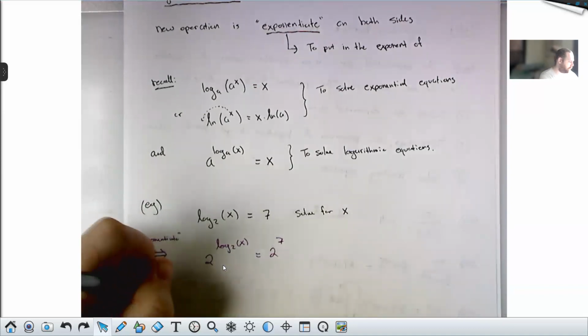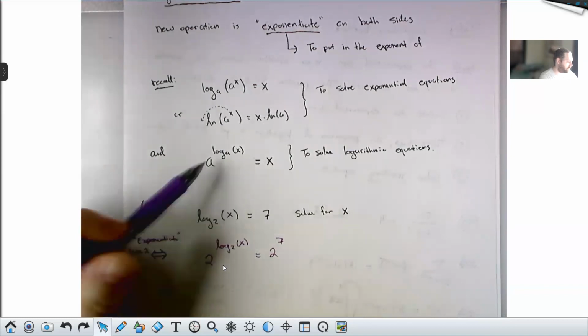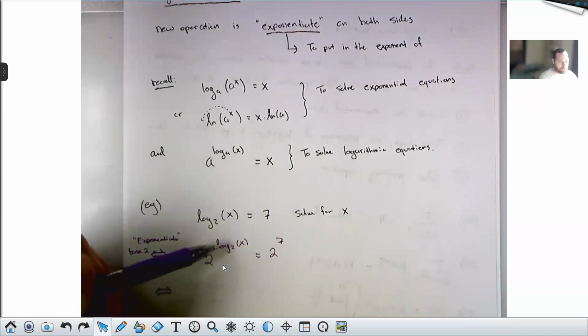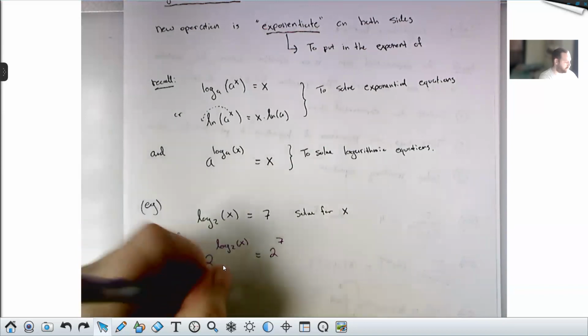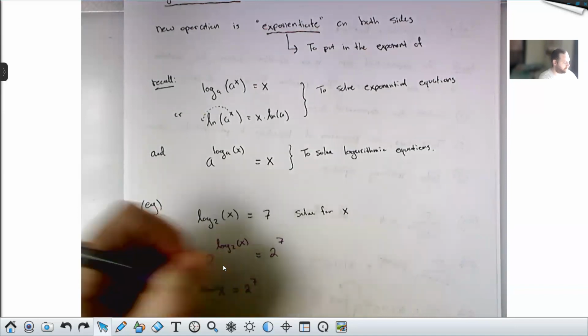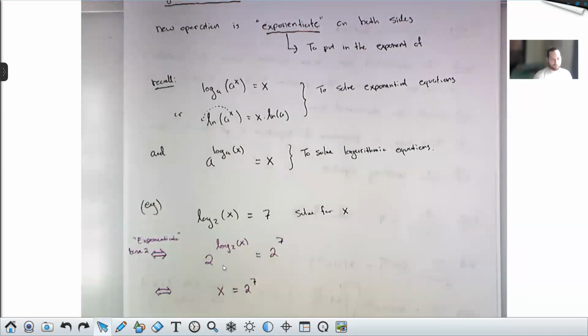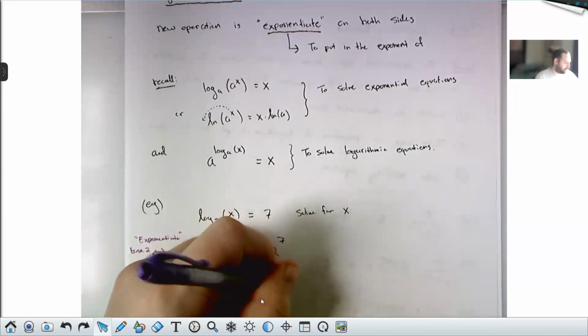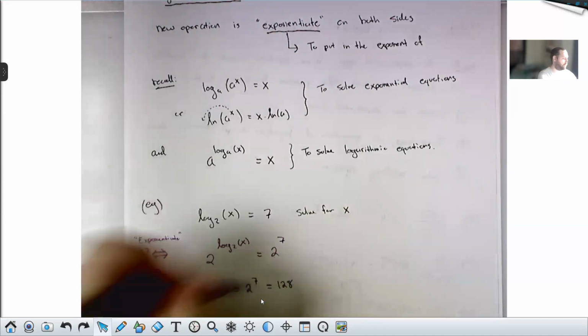And now that left-hand side looks very much like the left-hand side of this property. So 2 raised to the log base 2 of x is just x. And so we get x equals 2 to the 7. And 2 to the 7, you may know off the top of your head, you may not. 2 squared is 4, 2 cubed is 8, 2 to the 4 is 16, 2 to the 5 is 32, 2 to the 6 is 64. So 2 to the 7 would be 64 times 2, which is 128. And that's it. That's your solution.